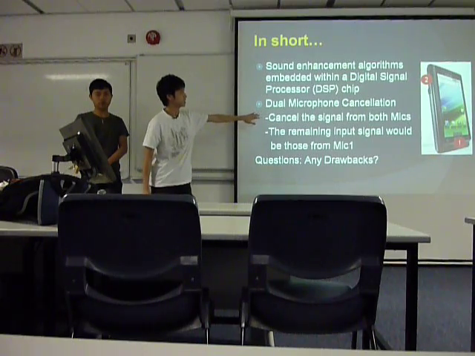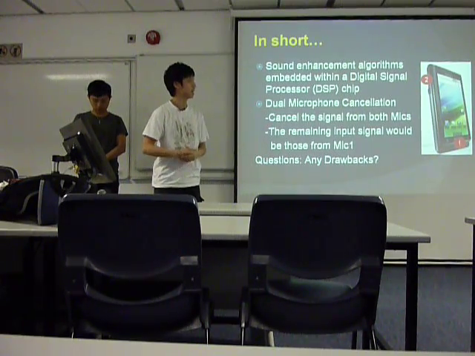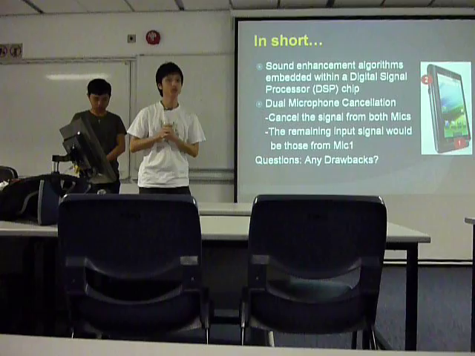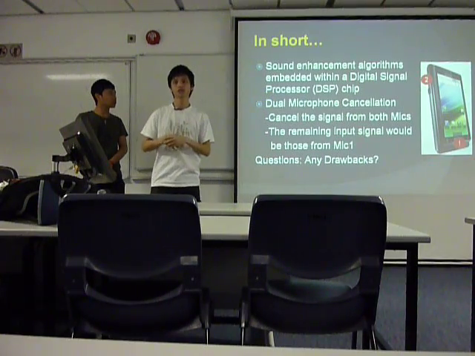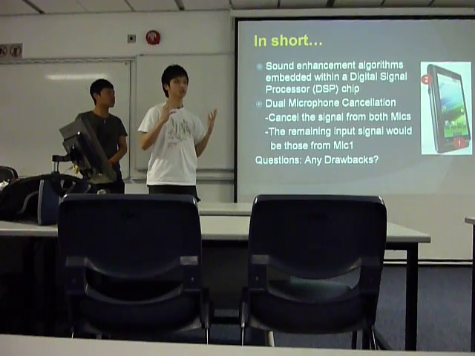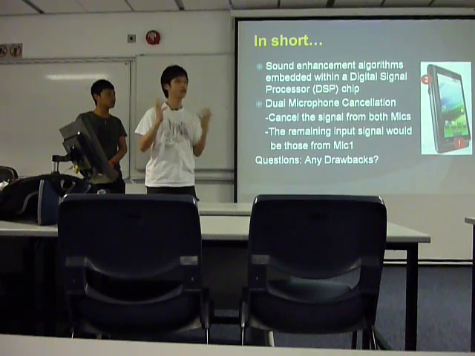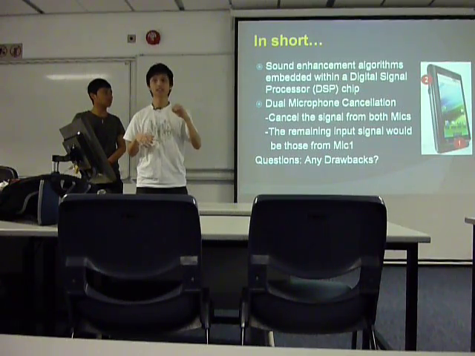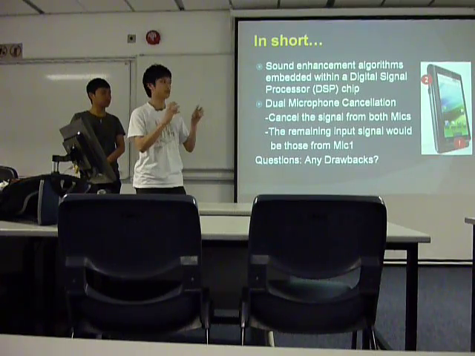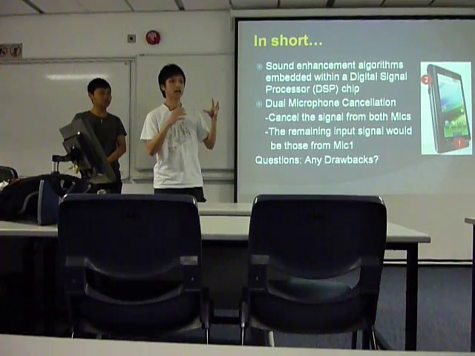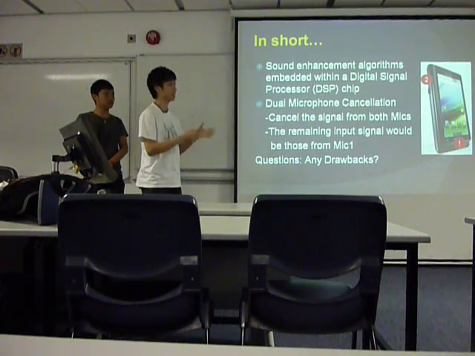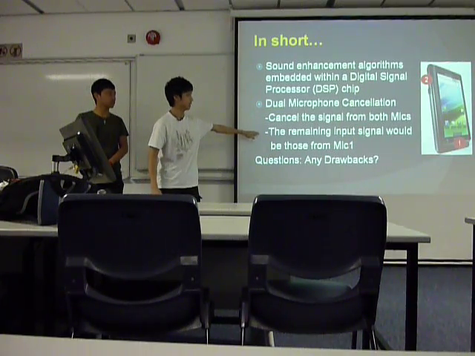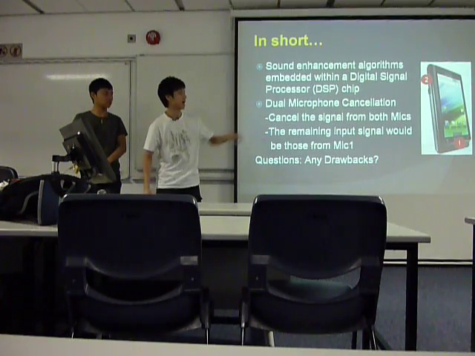What is the dual microphone cancellation? The detail is that the device has two built-in microphones. Usually we use mic 1 for our voice signal. The role of mic 2 is to receive the background noise. Consider you are in a noisy environment. Both mic 1 and mic 2 will receive the background noise. And once the system receives the same signal from both microphones, it will recognize this as background noise and will do the elimination. So the remaining signal in the network is the signal inputted to microphone 1.